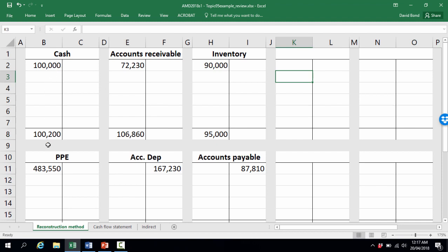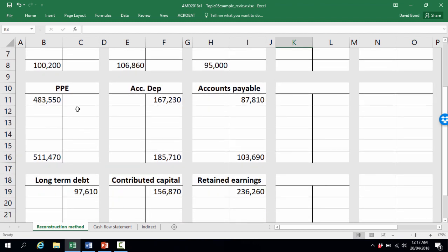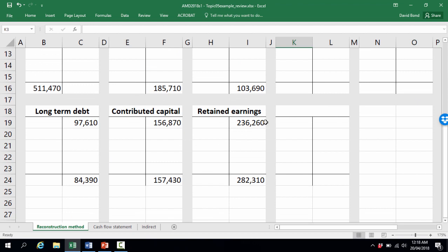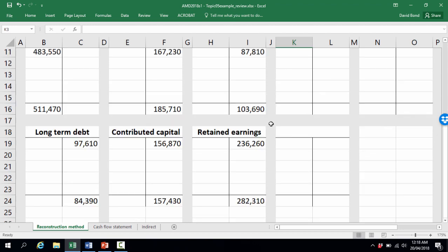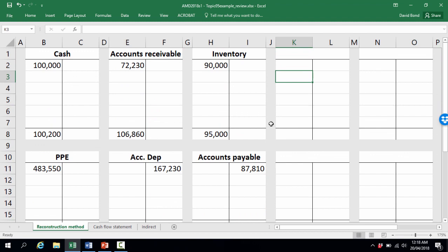So cash starts at 100, ends at 100,200. Accounts receivable is a debit balance, 72,230, 106,860. Inventory, opening, closing. Property, plant, and equipment, opening, closing. Accumulated depreciation, opening, closing. Accounts payable. Long-term debt, contributed capital, retained earnings. If you need to satisfy yourself that those are the same numbers from the example, please do. But all that I've done here is to simply put in all the assets and liabilities and their opening and closing balances.